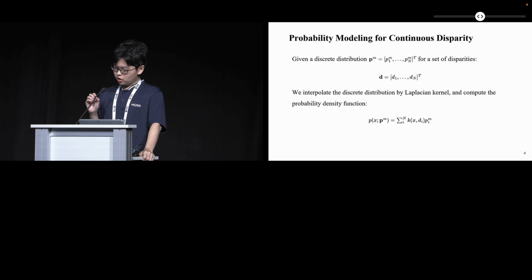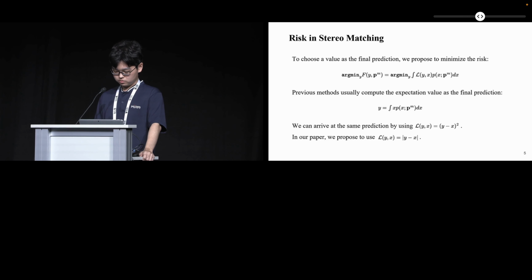Conventional stereo matching algorithms typically calculate a cost function that can equate to a probability mass function with a finite set of disparities. Yet, in real-world applications, the ground truth disparity is continuous. Thus, we propose to interpolate the discrete distribution by a Laplacian kernel and compute the probability density function of disparity. To choose a value as the final prediction, we propose to minimize the following risk.